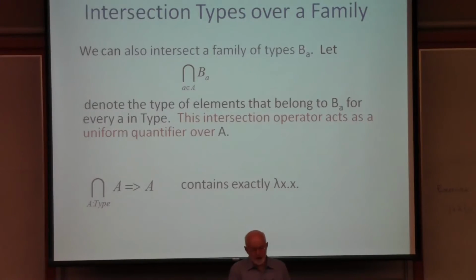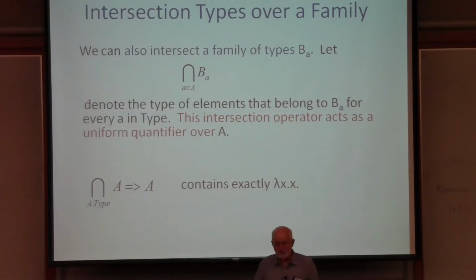But the real power of the intersection type comes when you do an intersection over a family of types. So here, up at the top, we've got a family indexed by a type A. So we pick any type A. For every element in A, we have another type. That collection is called the family. And we can now take an intersection there, and we'll say the elements that belong to that big intersection type are all the things that belong to every one of those B sub A's, right? So they're in all of them. So that does act like a universal quantifier.